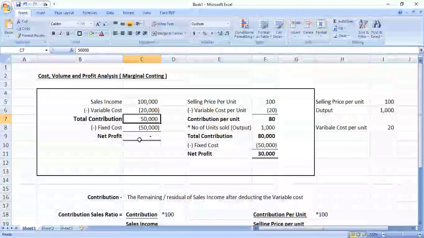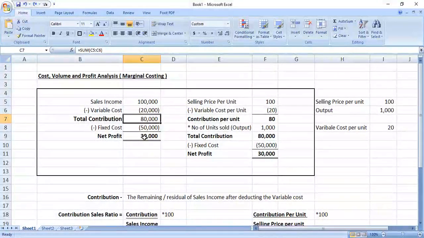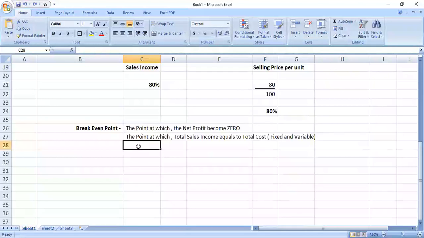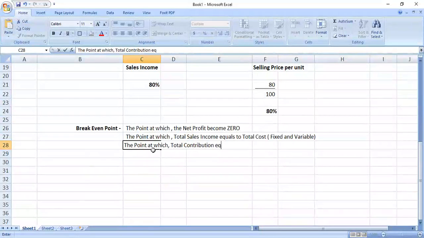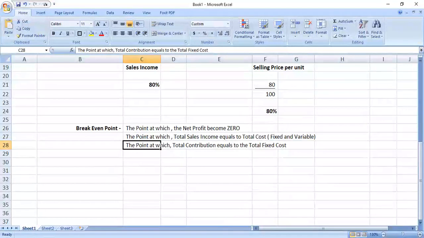Then you have a net profit of 0, right? Here you have a higher contribution, that is why you have a net profit. So I can say the break even point is the point at which total contribution equals the total fixed cost, right? The point at which total contribution equals the total fixed cost.